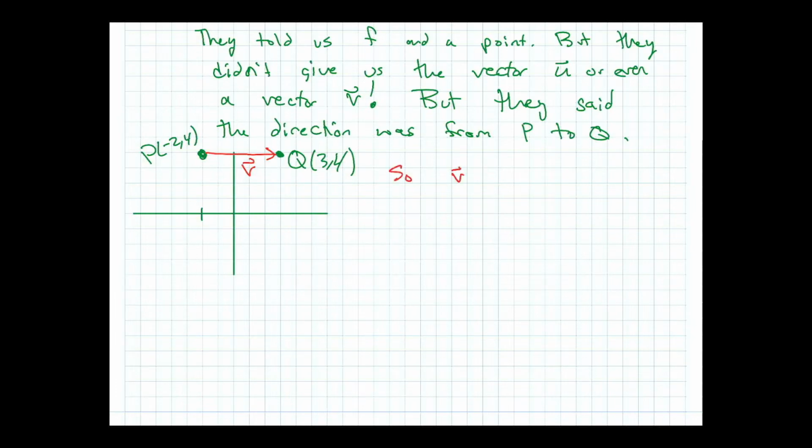So the vector V is the vector from P to Q. And the way you calculate a vector from one point to another point is you subtract, right? So the x component is going to be 3 minus minus 2, and the y component is going to be 4 minus 4. So your vector v is going to be 5 comma 0. That's your v. Does that make sense?